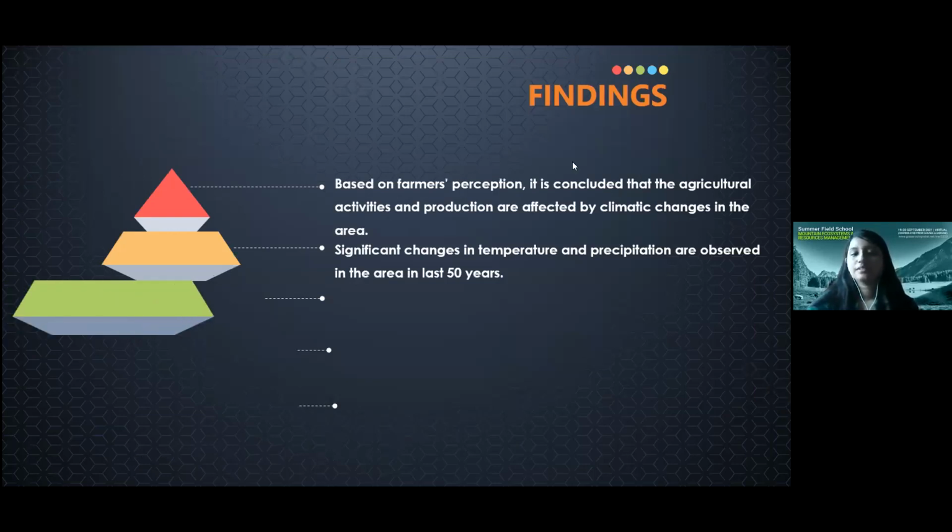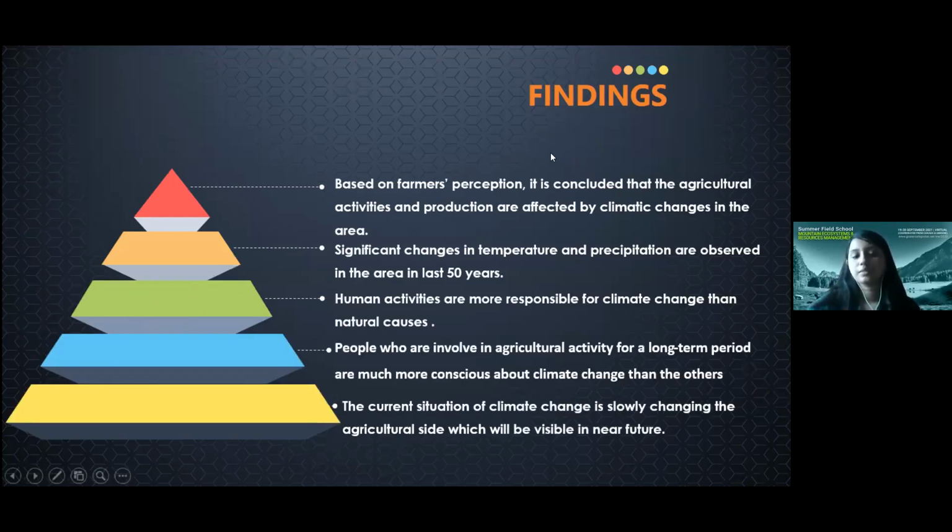Our overall findings from the study are based on the farmers' perception. It is concluded that the activities and the production are affected by climate change, and there are also significant changes in temperature and precipitation in the area in the last 50 years. And human activities are more responsible for climate change than natural causes. And people who are involved in agricultural activities for a longer time are much more conscious about the climate change than the newer farmers. And the current situation of the climate change is slowly increasing, but on the agriculture side, it will be visible in the near future.